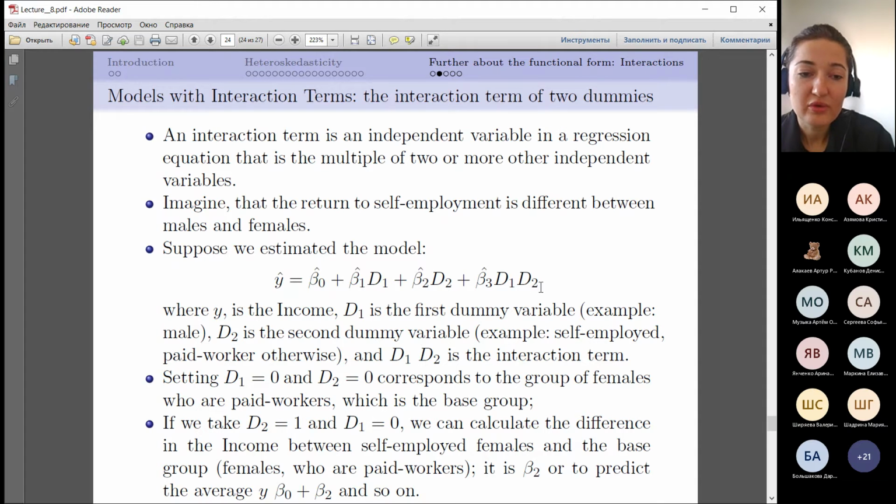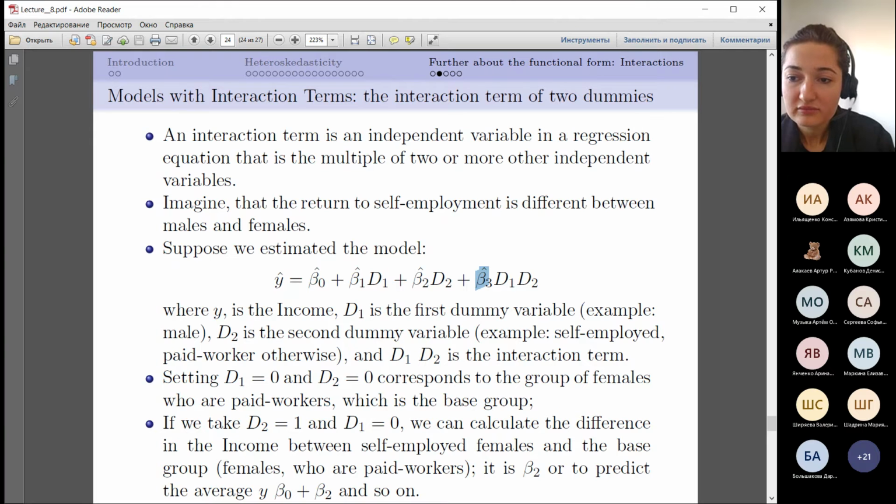For example, if you want to find the difference in income between self-employed males and again, the base group, females who are paid workers. In this case, you should add which intercept, beta 0 plus beta 1 plus beta 2 and also plus beta 3. Yeah, because all these dummies equal 1 in this case.